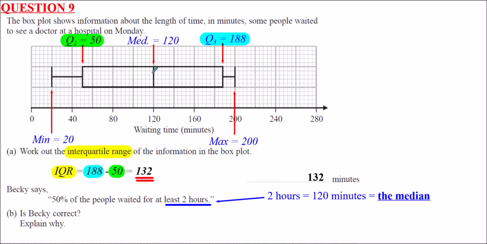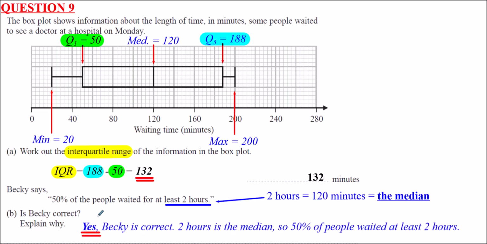that's actually the median. So actually Becky is correct, because 2 hours is the median, and that splits the data into 50-50. In other words, 50% of people did wait for at least 2 hours, and 50% of people waited less than 2 hours. So for that reason, yes, she is correct. Becky is correct because 2 hours is the median, so 50% of people waited for at least 2 hours.